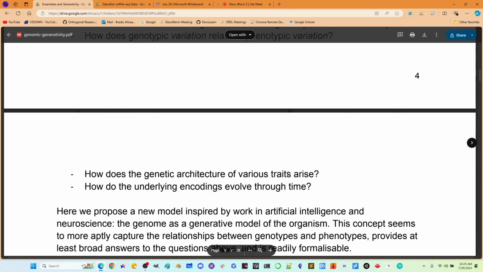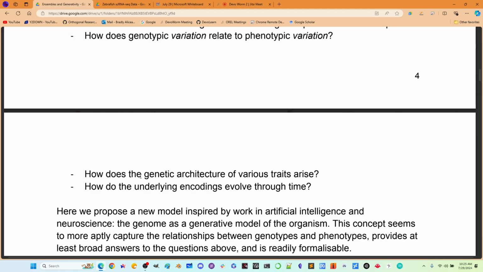How does the genetic architecture of various traits arise? How do we even get a genetic architecture in the first place? We know there's a lot of junk in the genome. We know there's a lot of conserved elements in the genome. So a genetic architecture should be conserved, but it also should have a lot of redundancies and other types of things. So in that case, how do we get a genetic architecture that maps to specific types of phenotypic variation? And then finally, how do the underlying encodings evolve through time?